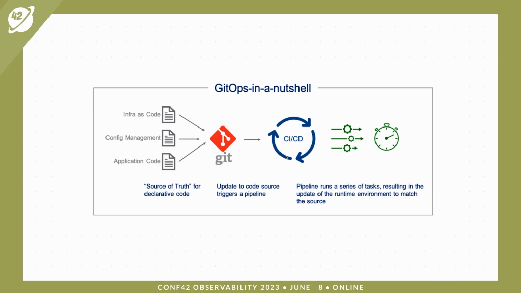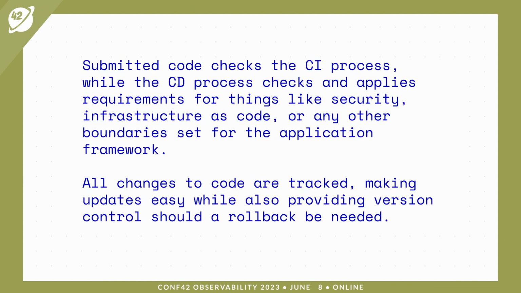This is the CI/CD pipeline. So you are running a series of steps, resulting in the update of the runtime environment to match the source. If there is a discrepancy or a difference between the desired state and the actual state of the system, it's going to do the reconciliation loop. Submitted code checks the CI process, while the CD process checks and applies requirements for things like security, infrastructure as code, or any other boundaries set for the application framework. All changes to code are tracked, making updates easy while also providing version control should a rollback be needed.